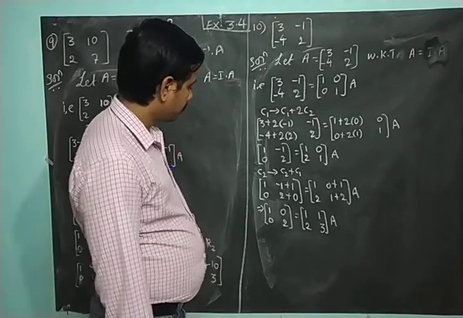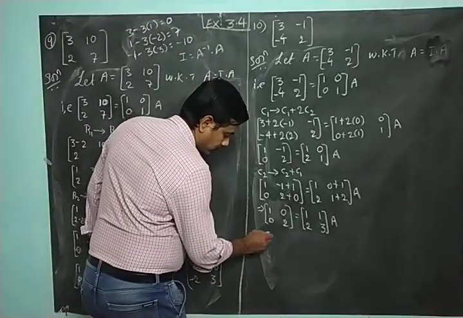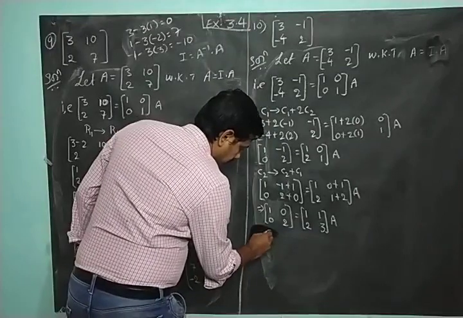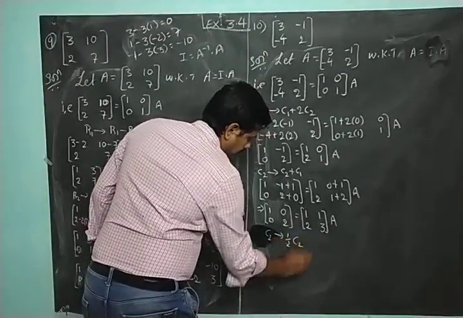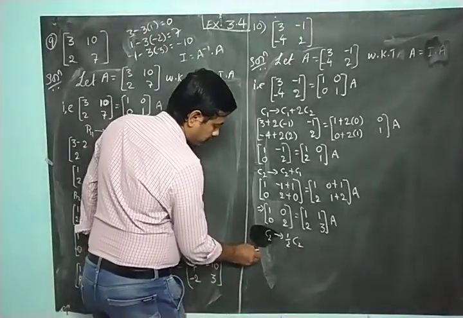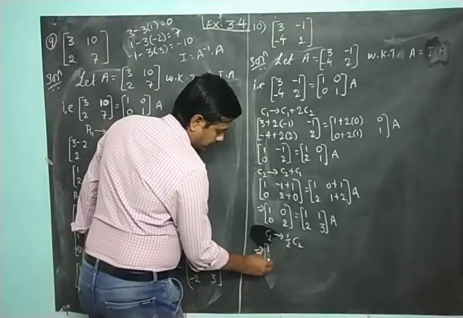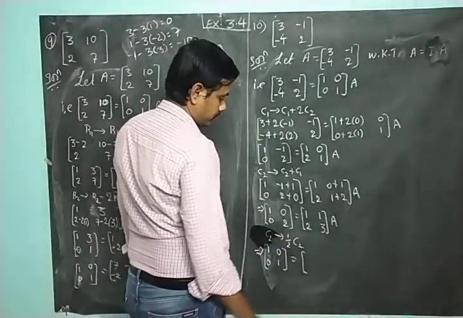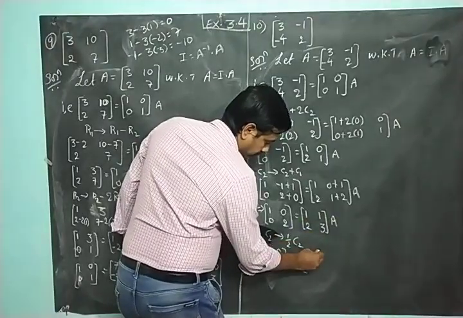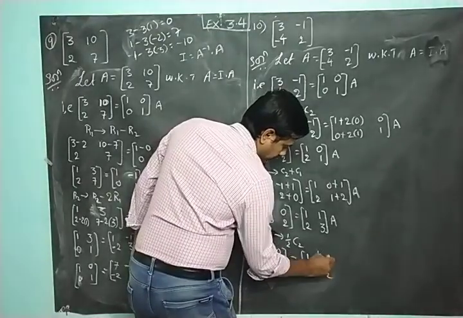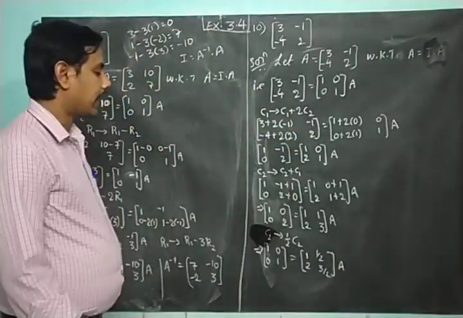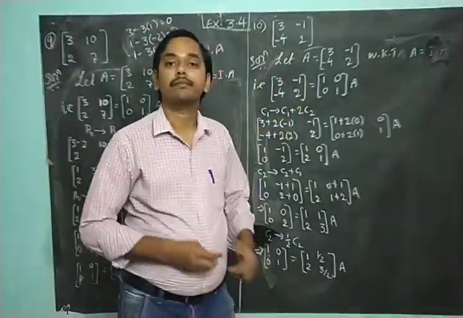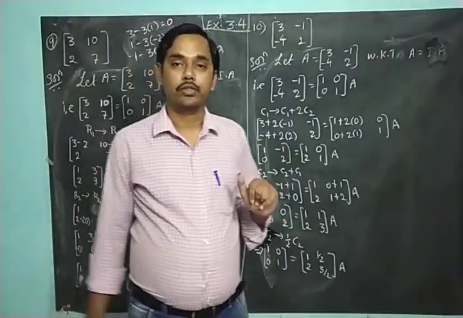Okay, fine. So if we divide it by 2, column 2 will be equal to 1, 2 as it is. 1 by 2 will be 1 by 2 and this is 3 by 2 times A. So we got I, we got A. So this is how we need to proceed. Right? What is our A inverse? This is our A inverse. Is that clear? So take it down, pause the video and take the notes down.